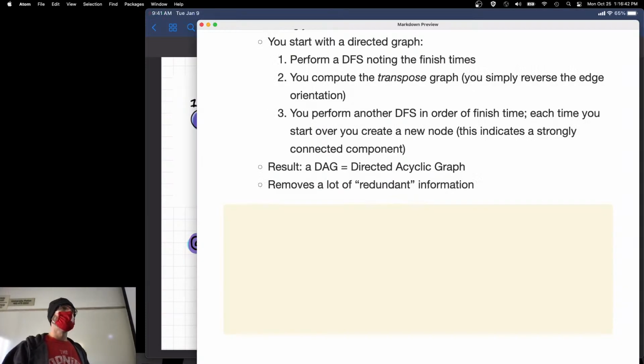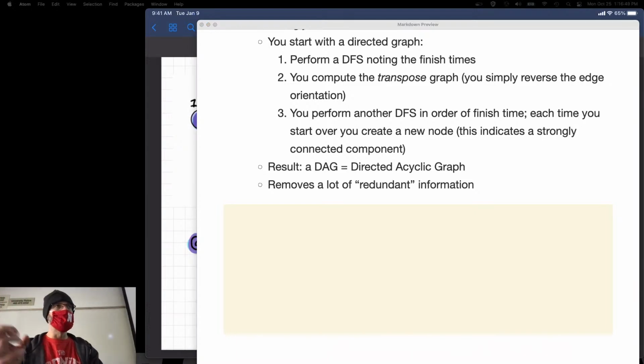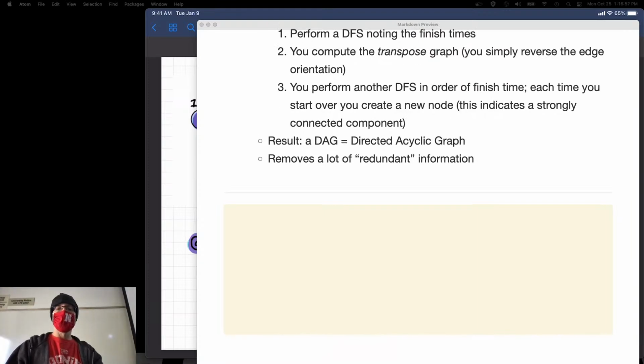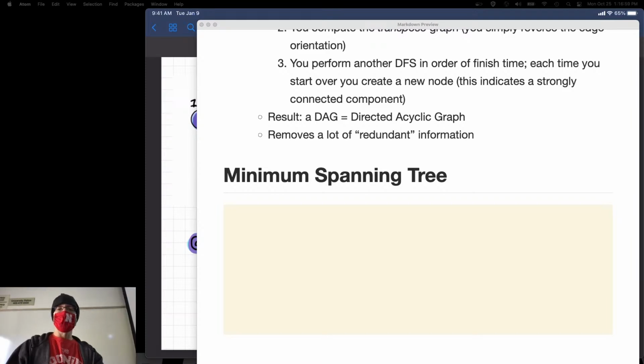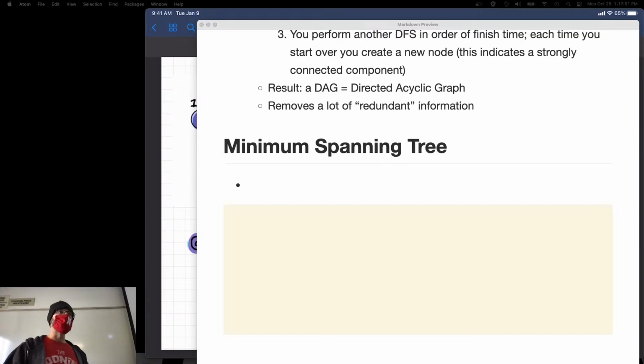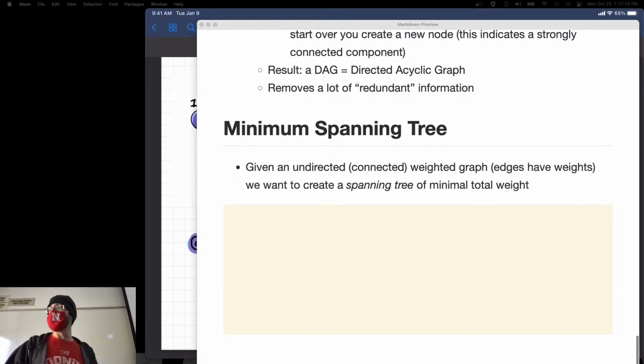All right, then the next way that we can take a graph and condense it or give an equivalent graph under some morphism is going to be with a minimum spanning tree. Right. And for this, we'll go ahead and start next time. Basically, you have a weighted graph, given an undirected connected weighted graph. You want to find a tree that spans it of minimum total weight.